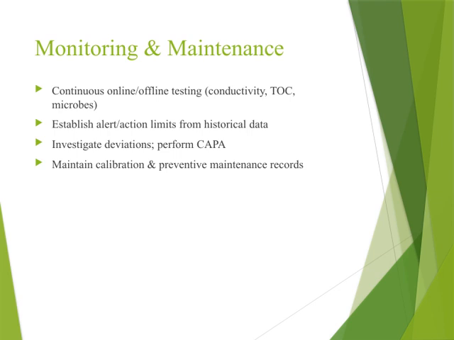Speaking of investigations, if we notice any deviations, we need to thoroughly look into the causes and perform CAPA, corrective and preventive actions, to address the root issues. Maintaining detailed calibration and preventive maintenance records is also essential. These records not only demonstrate compliance, but also help us track the system's performance over time. Overall, this continuous monitoring and diligent maintenance form the backbone of a reliable quality management system, ensuring we consistently meet our standards and deliver safe, high-quality products.